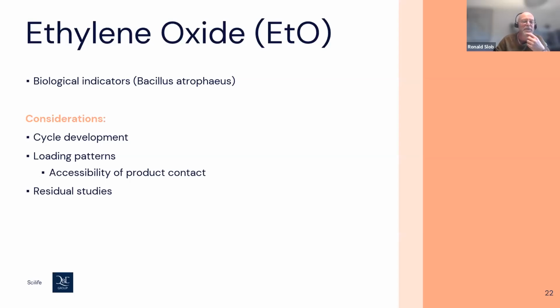Again, also the loading patterns. You must have accessibility for your product, because you put in a gas. A gas must be sure that it touches all the areas that you want. Afterwards, because that's the downside of ETO, you have residual studies. You must be sure that at the end of your cycle, there are no residuals anymore within your product or in your component itself. So there are a lot of aerations afterwards, a normal step of your process, but you have to show, or validate, that there are no residuals anymore.